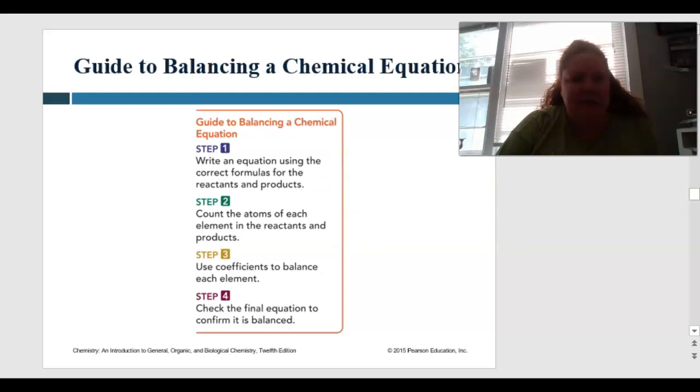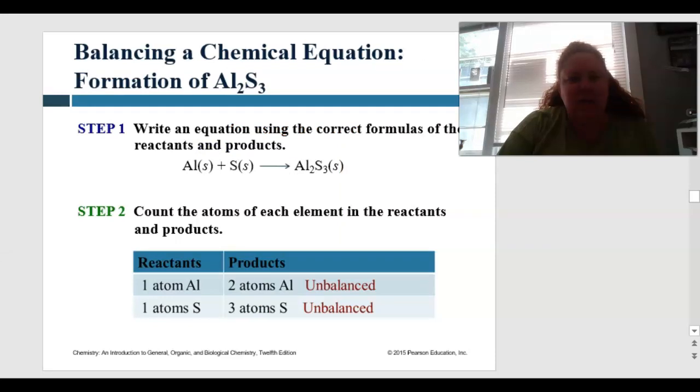So here's our handy dandy little guide. We're going to balance a chemical reaction by writing an equation using the correct formulas for the reactants and the products. Count the atoms of each element in the reactants and products, and then use coefficients to balance each element. Like I said before, if we have two carbons on the left side, we're going to have to end up having two on the right side. And then we're going to check the final equation to confirm that it is balanced.